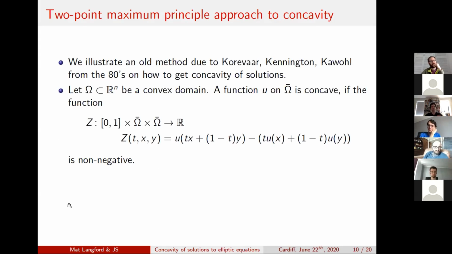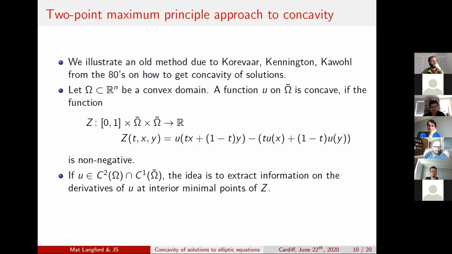So let's suppose we have a convex domain in R^n, and you can write down concavity of a function just by requiring this function, depending on 3 parameters t, x, and y, to be non-negative everywhere. This is precisely a non-differential definition of concavity, the common definition. And we all know that if U is C2, we can relate that to the non-positivity of the Hessian of the function.